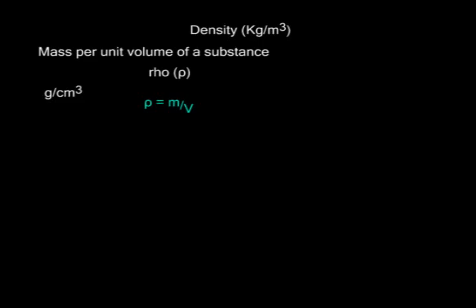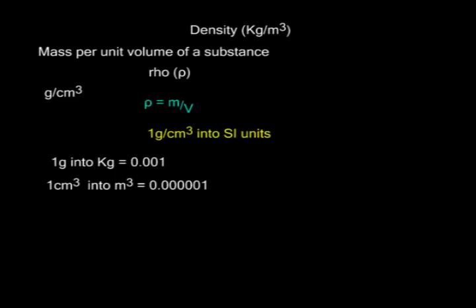For example, if you have a density of 1 gram per centimeter cube and you want to convert into SI units, you first convert the gram into kilograms and then the centimeter cubed into meter cubed. And then you divide the mass and the volume and you shall find 1 gram per centimeter cube is equal to 1,000 kilograms per meter cube.